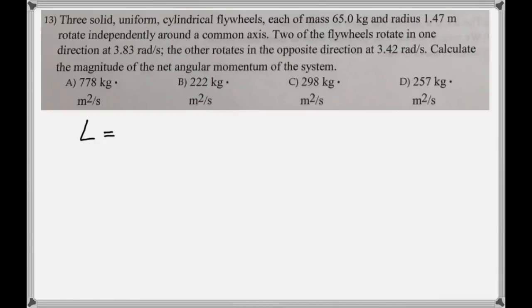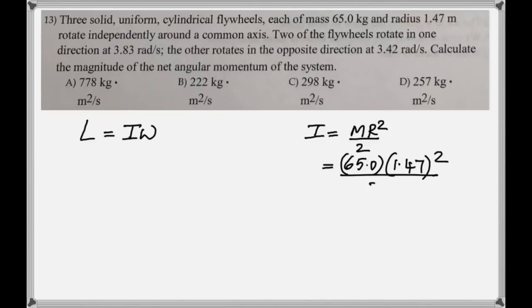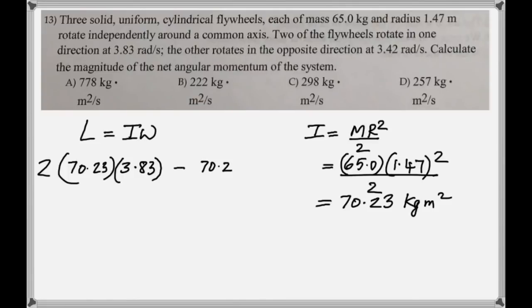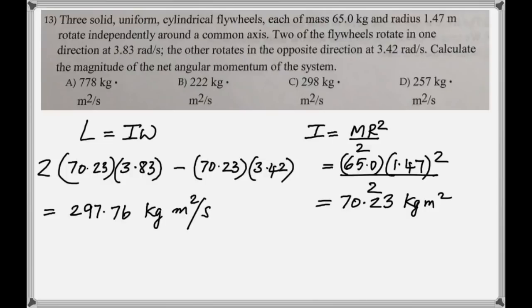So first we can find the rotational inertia, and angular momentum is I omega. Rotational inertia of a flywheel, which is a disk, is mr squared by 2. So you get the rotational inertia, and then two of them have that angular momentum, so I multiplied it with 2 times I times omega, and then the third one is rotating in the opposite direction, so that's going to be negative I times omega. So when you do that calculation, you get 297.76, and those are the units of angular momentum.